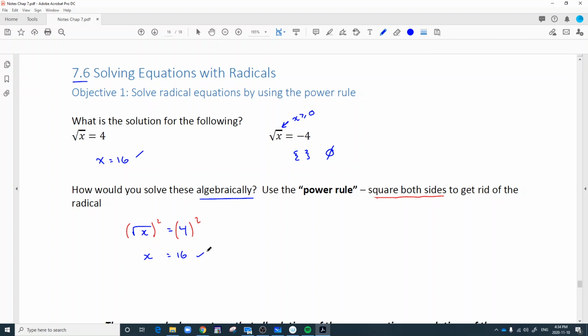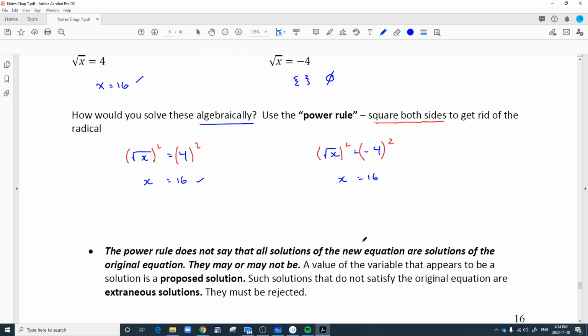Great, that matches. But if I apply the power rule to this question, which we already said has no solution, because I'm doing this process of squaring, it's going to give me that x is equal to 16. But we know that this can't be a solution. Down here, there's a little explanation: using the power rule to solve algebraically doesn't necessarily give you a solution that's true. What it gives you is what's called a proposed solution. It's your job to determine if it is a solution.